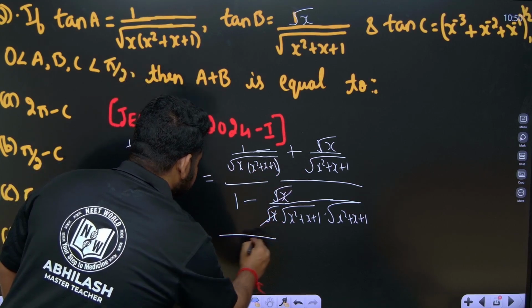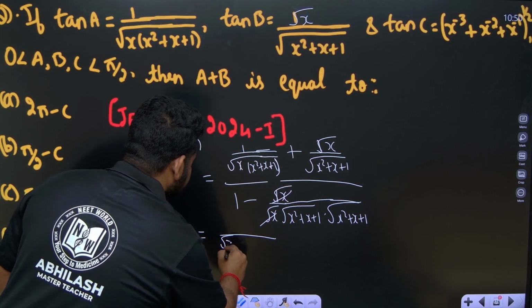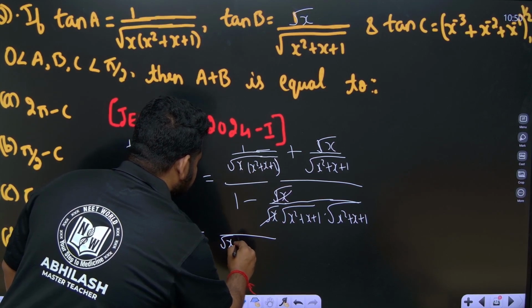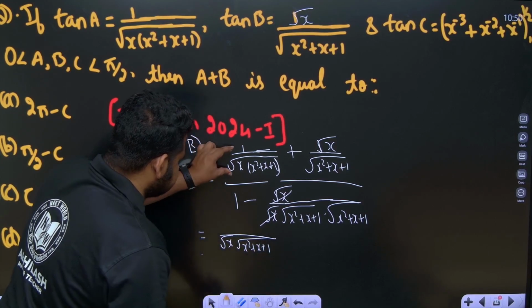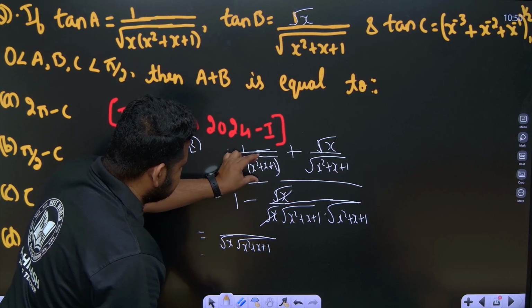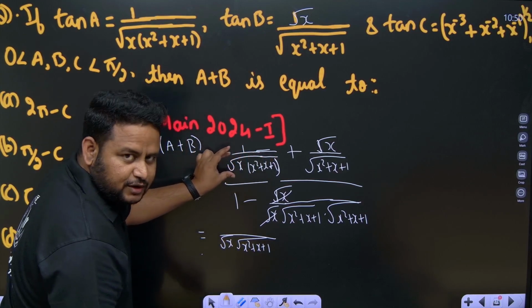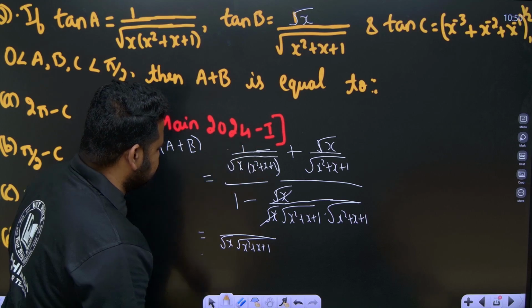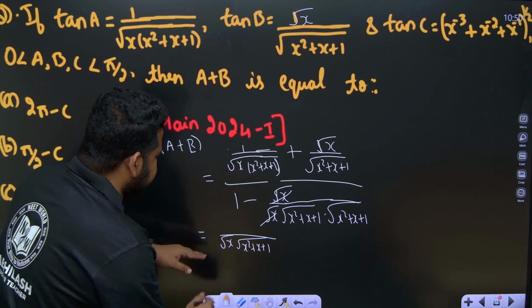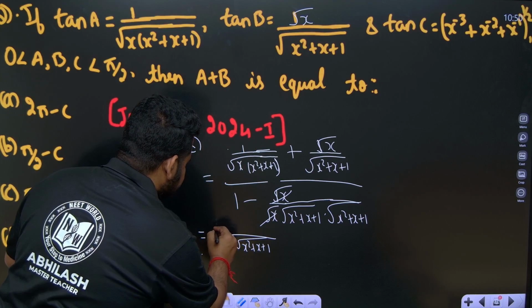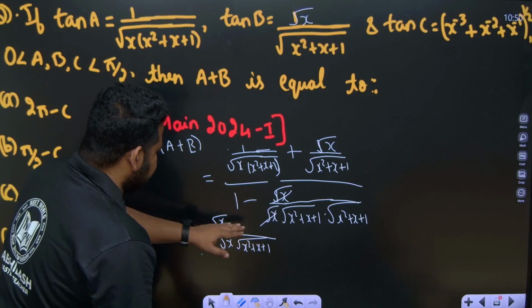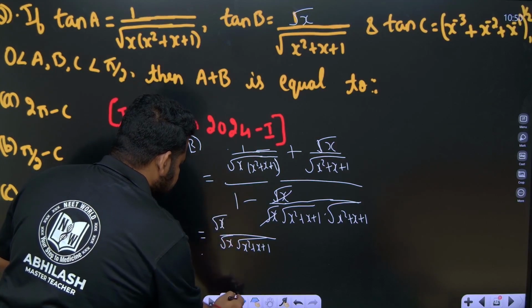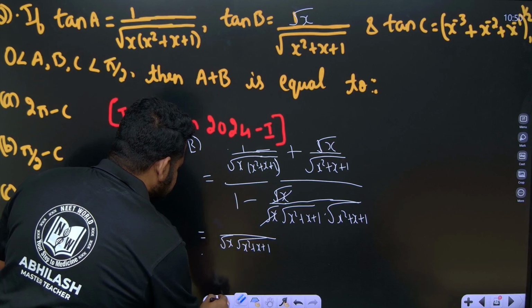LCM is square root of x into square root of x square plus x plus 1. This can be split into square root of x into square root of x square plus x plus 1. So if I cancel this, I am getting the same thing. Square root of x, this and this, if I cancel, everything I can cancel. So 1 into 1 is nothing but 1 itself. I will get 1 here.